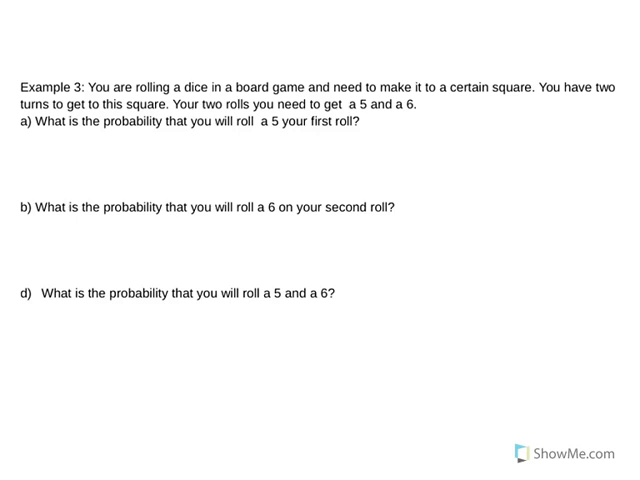Example 3. You're rolling a dice in a board game and you need to make it to a certain square. You have 2 turns to get to this square. Your 2 rolls need to get you a 5 and a 6. So let's say we're getting a 5 on our first roll. What is the probability of doing that? So there are 6 faces on a dice and only one of them is a 5, so it would be 1 out of 6. So dividing that, timesing by 100, you'd get roughly 17%. 16.67, 17%.